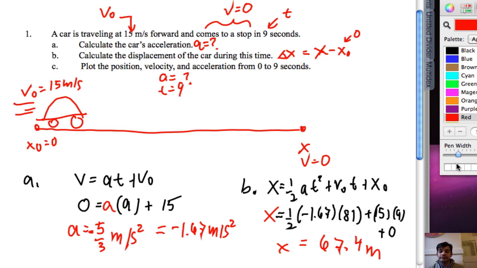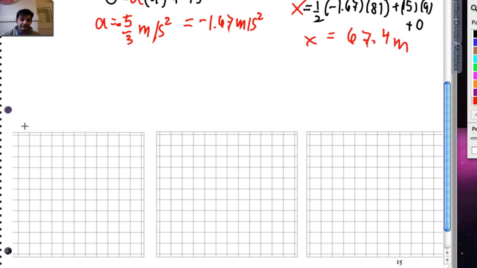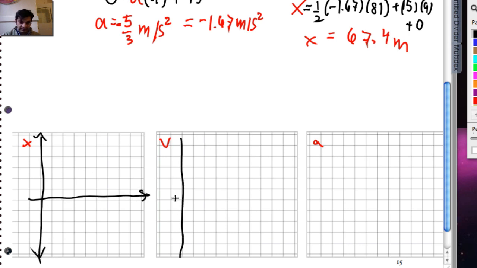Now, if we had to plot this qualitatively, what we do is we'd go down here. So we have position, velocity, acceleration. And now we're going to want to have our graphs set up, so I'm just going to set them up like this, right here, and V like that.